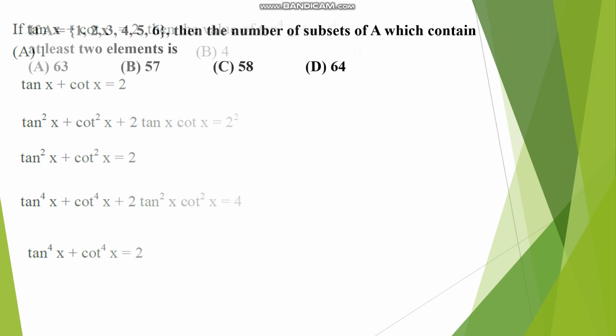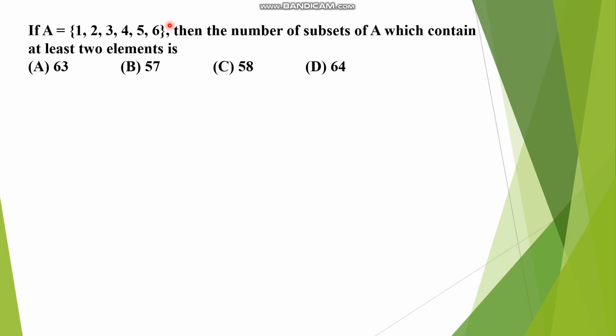The next question. If A is {1, 2, 3, 4, 5, 6}, then the number of subsets of A which contain at least 2 elements. Now look at this. At least 2 elements is the case we should be very careful about. We know the formula for the number of subsets of a set, which is 2 power n. Here n is 6, and 2 power 6 is known to us, which is 64, right?